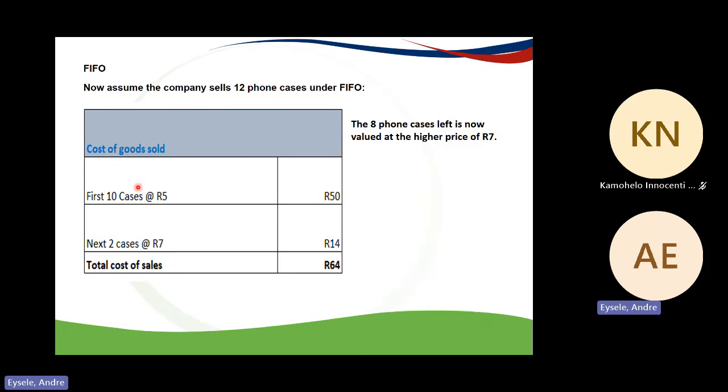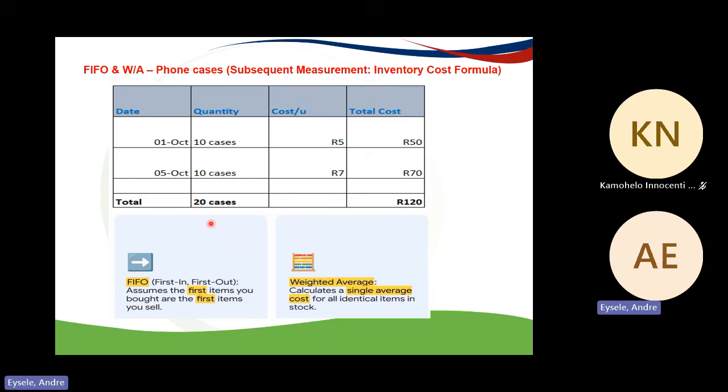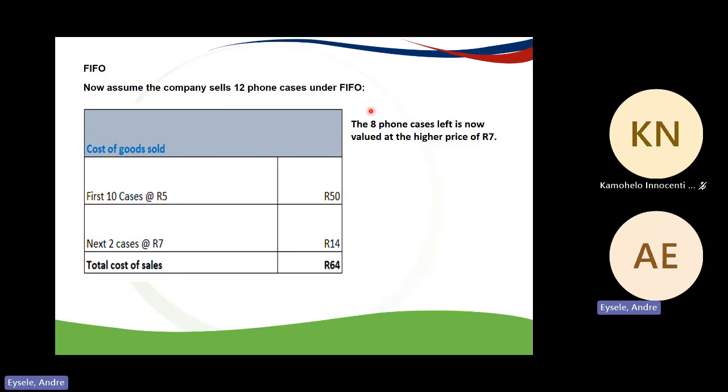So the first you sold. Remember, this is now about the items left in your stock. So how do we value according to the FIFO? You need to go back to the original amount that you bought it for. There are 8 phone cases left now. Remember, you've got 20 phone cases in stock. You sell 12, you are left with 8.